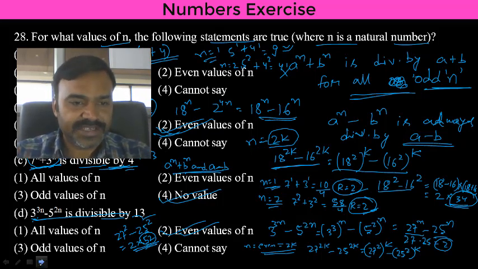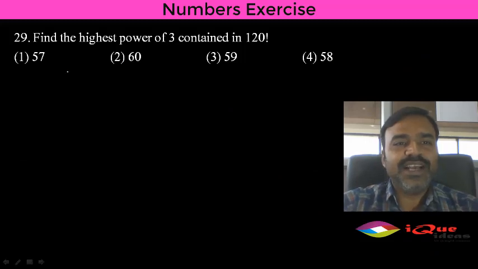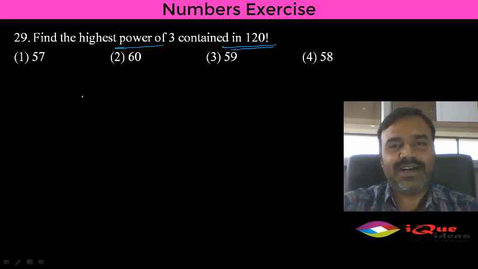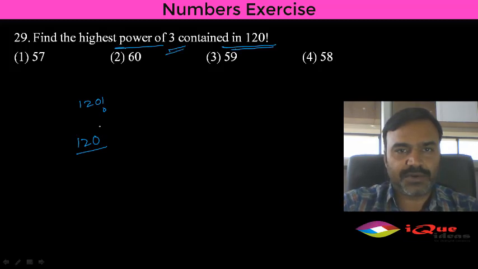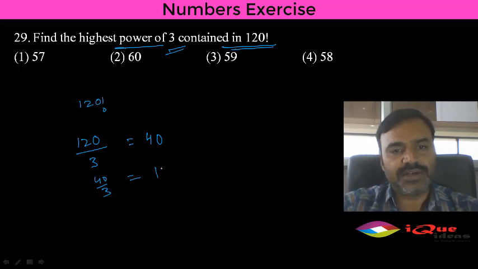Okay, let's go ahead with the next question now. Find the highest power of 3 contained in 120 factorial. Standard procedure: for 120 factorial, you start dividing 120 by the number whose power is required. So divide by 3, you get 40. Again 40 divided by 3, take only the integer part. So 13, since 3 times 13 is 39. Again 13 by 3.